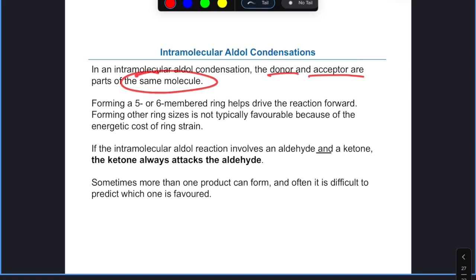This is where we're forming something where the two sides of the system for the condensation are actually locked up in the same molecule. Now, because of that, you have a possibility of forming a lot of different possible rings. Remember, if we're saying a donor and an acceptor in the same molecule, that means that there's two carbonyls in there to begin with. If there's already two carbonyls, there's a whole bunch of different alpha centers that you could deprotonate.